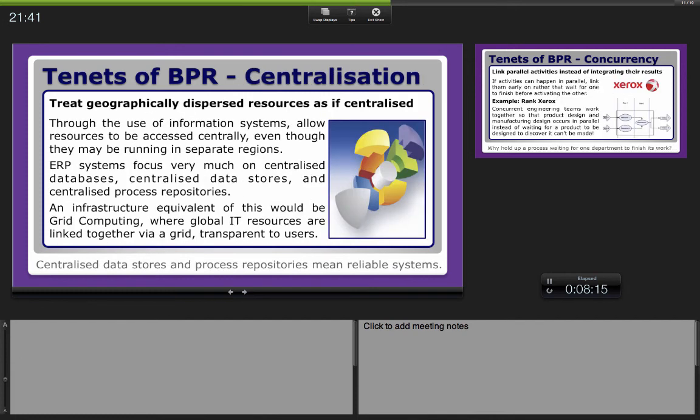Treat geographically dispersed resources as if centralised. Through the use of information systems, we can make sure that we access the data and then rebroadcast it from the centre to separate regions. And that's very much the focus of ERP, to have centralised data stores, process repositories and databases. This leads to extra reliability and more faith in the system, and less likelihood of employees fudging the system to try and meet the needs of one customer and then finding that all stock records are wrong later on.